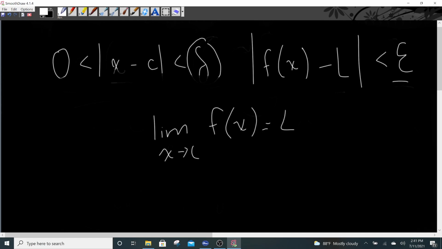All this is saying, as x goes towards c, as the expression x minus c gets smaller and smaller, or the absolute value of that expression gets smaller and smaller, then x is getting closer and closer to c.